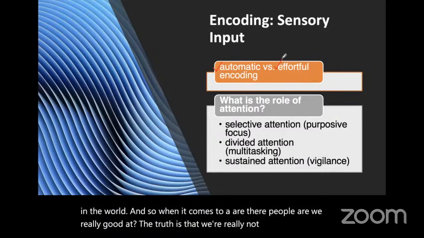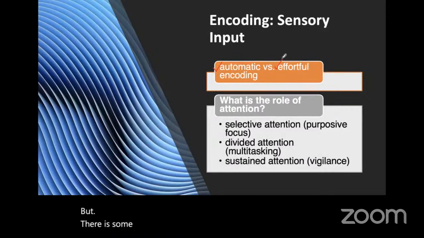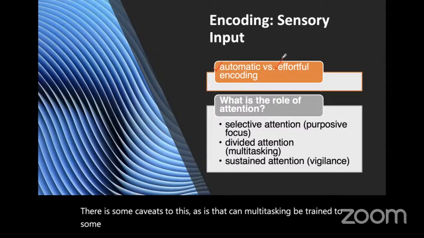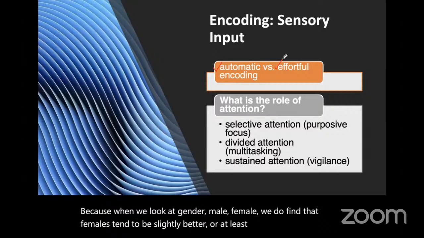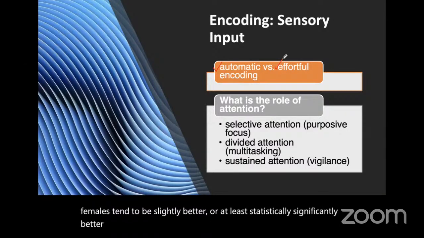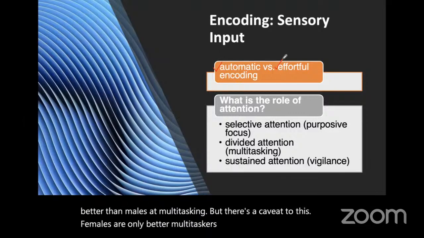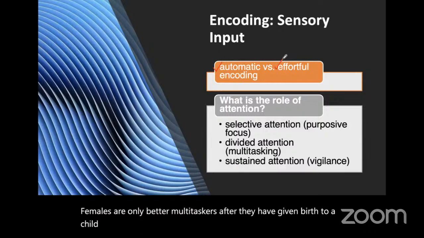But there is some caveat to this, which is, can multitasking be trained to some degree? The answer is we think so. And that comes to the study of gender differences. Because when we look at gender, male, female, we do find that females tend to be slightly better, or at least statistically significantly better than males at multitasking. But there's a caveat to this. Females are only better multitaskers after they have given birth to a child. Okay. Now, what do I mean by that?